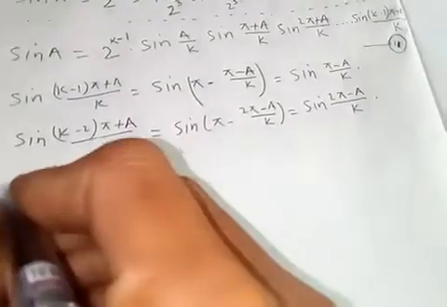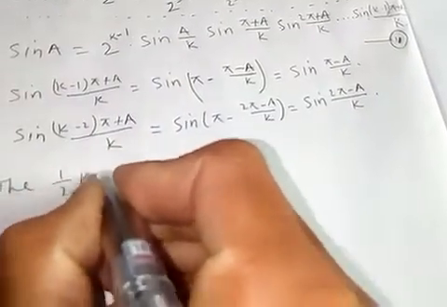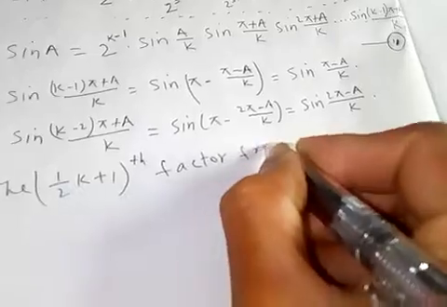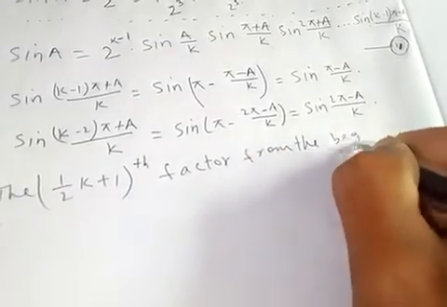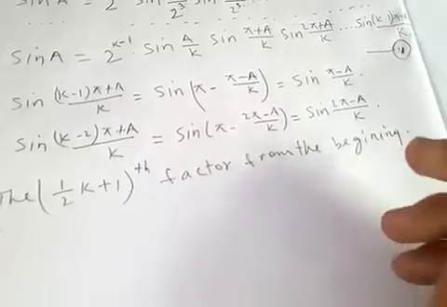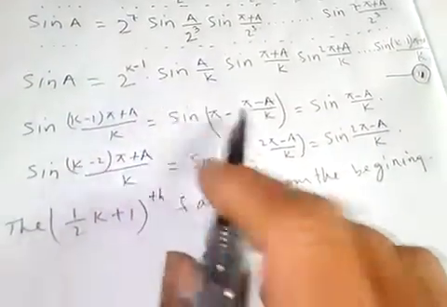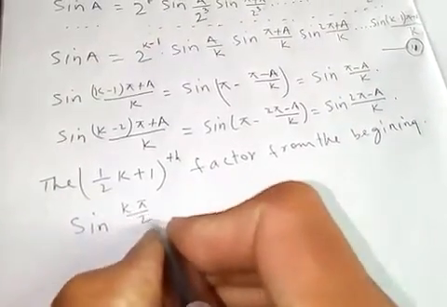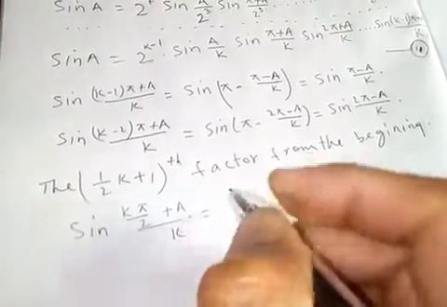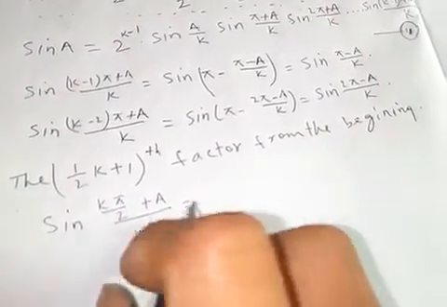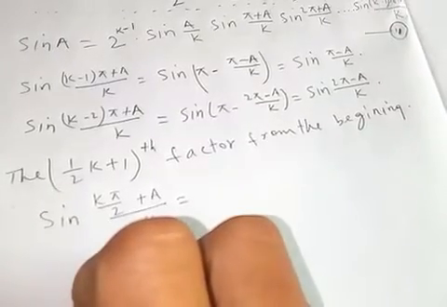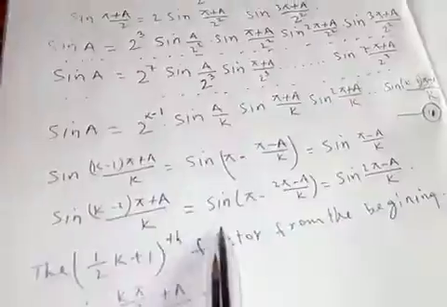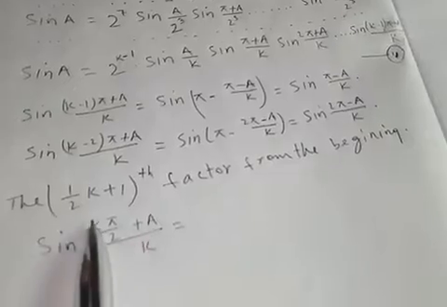Now, the half, k plus 1 factor from the beginning will be sine of k pi over 2 plus A over k. How does that come? Let's say if I put k here, 2 squared, if I put 2 squared, that means 4.